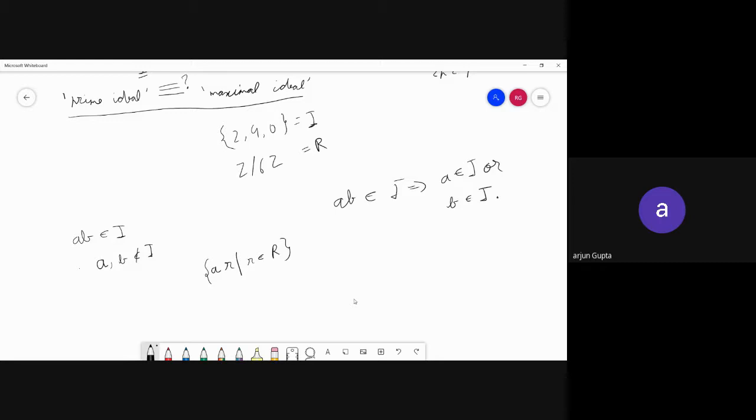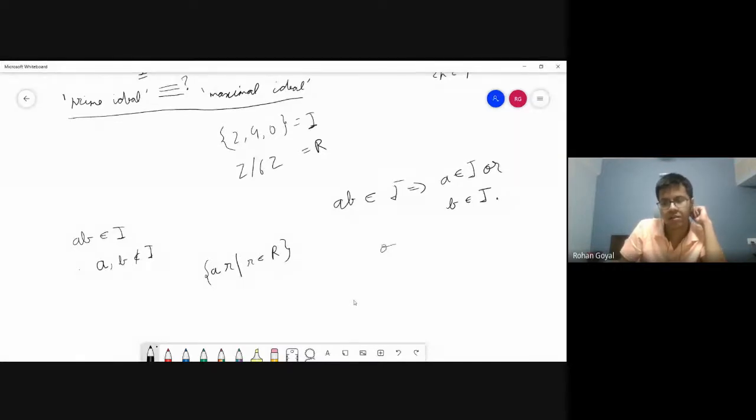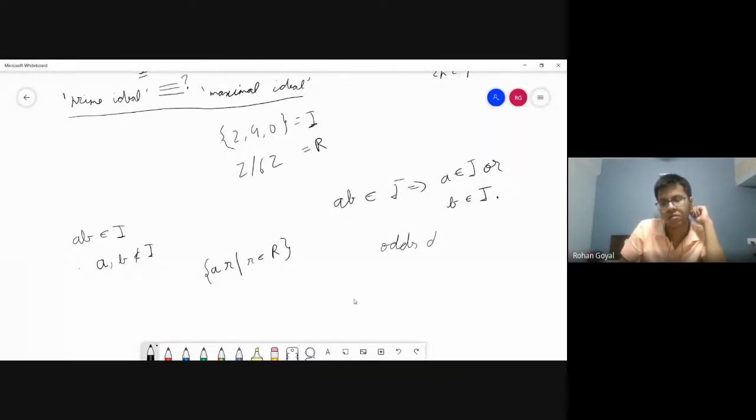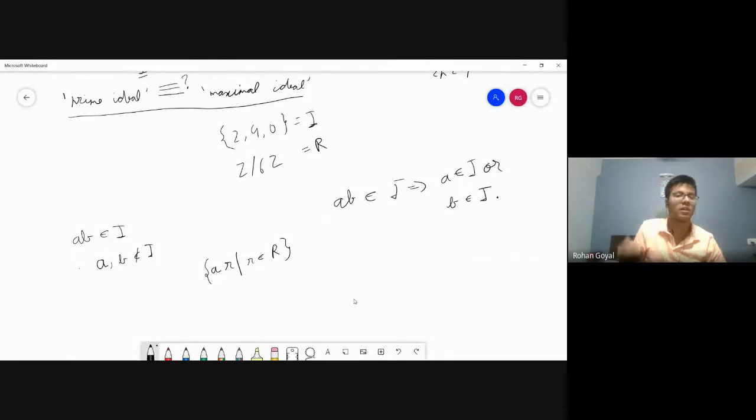Isn't it by the definition of a ring that every subset of it is an ideal? How is every subset? I mean, odd numbers don't form an ideal, because simply you cannot add two odds to get an odd. Powers of two don't form an ideal even.